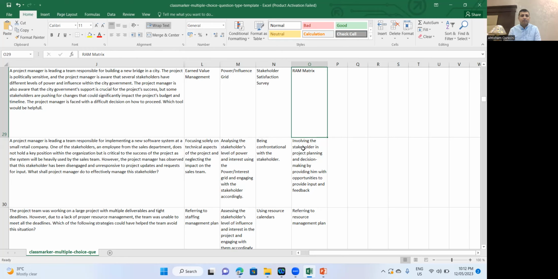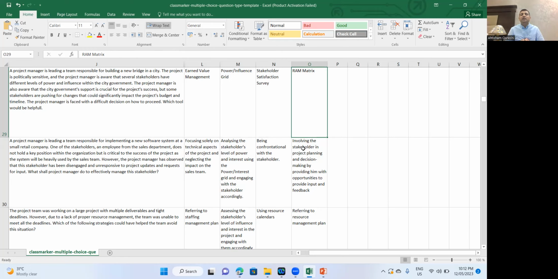Kumar, what do you think? The question is pointing towards some key players, right? Key people in the government, right? Correct. And they are pushing you to do the changes which can impact your project budget and your timelines. So the project manager is in a very difficult situation. He has to take a difficult decision on how to proceed. So he has to first understand their power level, their interest level, their influence level, and then he has to devise the strategy on how to engage with them.